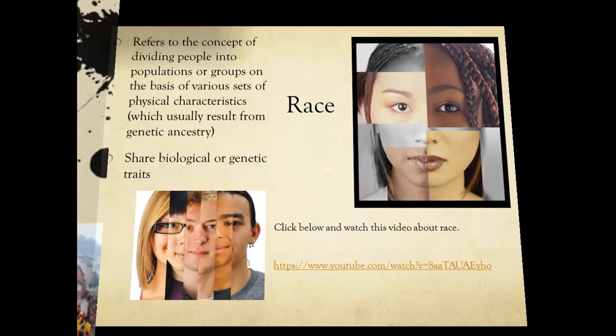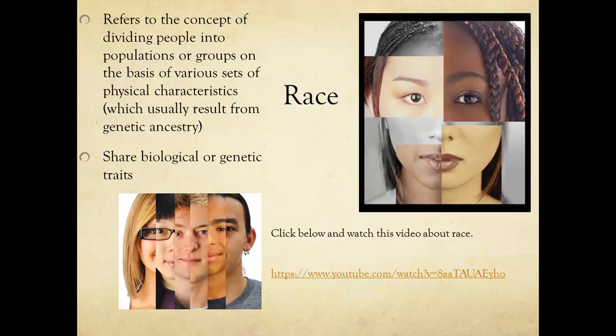The next term is race. Race refers to the concept of dividing people into populations or groups on the basis of various sets of physical characteristics, which usually result from genetic ancestry. They share biological or genetic traits. Be sure to click on the link to watch the video about race.